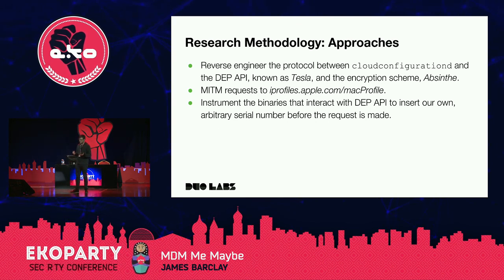We could reverse engineer the protocol between Cloud Configuration D and the DEP API, which is internally referred to as Tesla, and the encryption scheme, which is internally referred to as Absinthe. We also considered whether it was possible to man-in-the-middle requests to iprofiles.apple.com/macprofile, and then finally instrument the binaries that directly interact with this API.